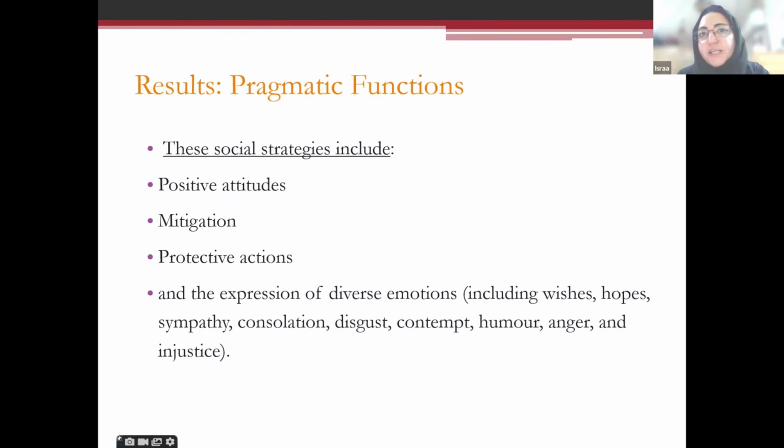And another function is protection from the evil eye. So prayers can also be used to seek refuge from the evil eye. And of course, the expression of all these emotions that we talked about, the positive ones, like wishes, hopes, love, gratitude, also interest, amusement, humor, and also negative ones such as sadness, anxiety, guilt, fear, disgust, contempt, anger, and injustice.